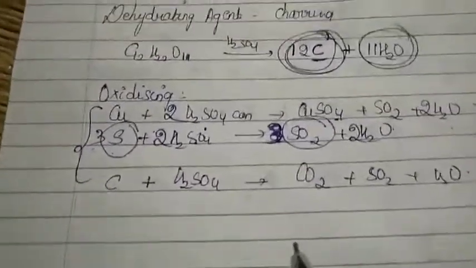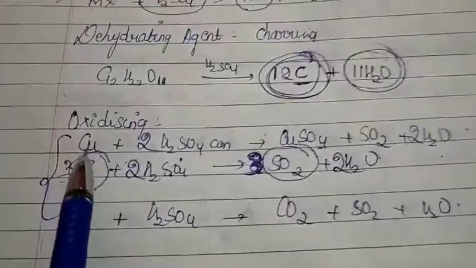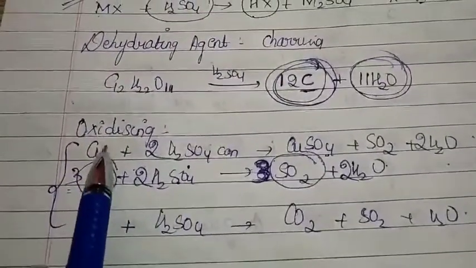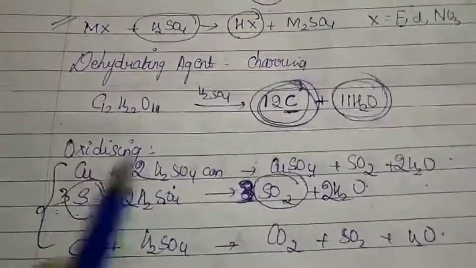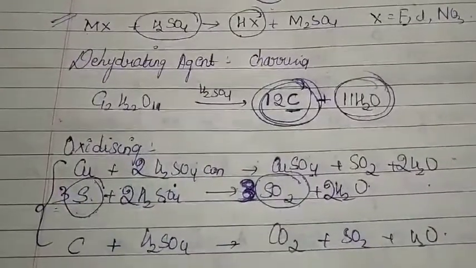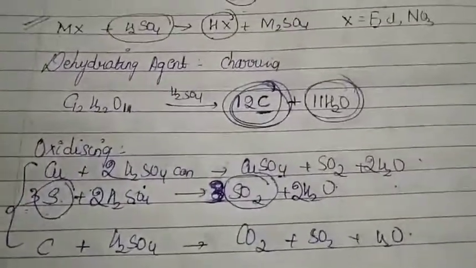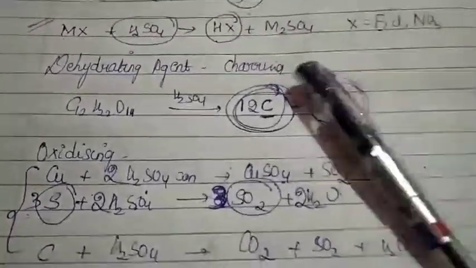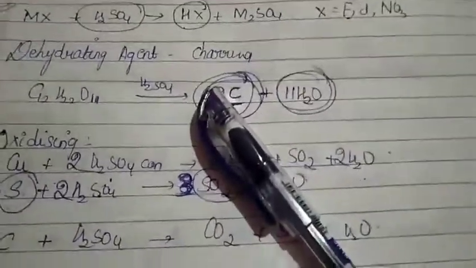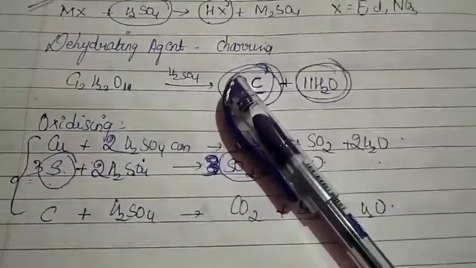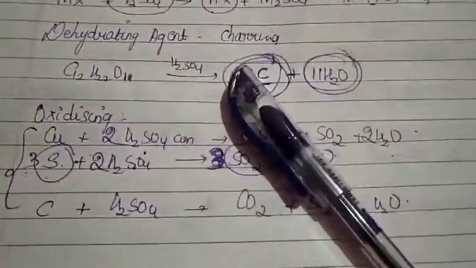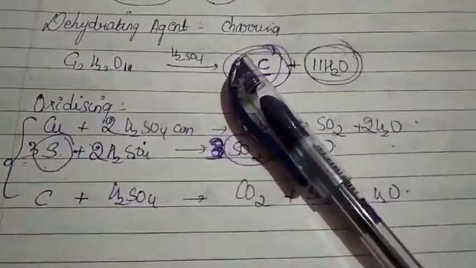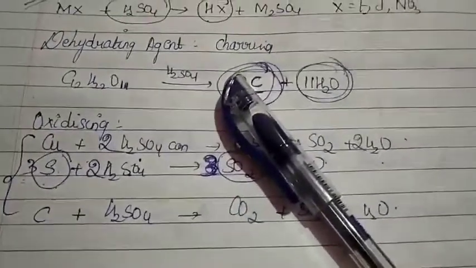Then comes the oxidizing property. Your sulfuric acid oxidizes both your metals as well as the non-metals: copper to copper sulfate, sulfur to sulfur dioxide, and carbon to carbon dioxide. So these were some important aspects of the group 16 elements, sulfur. In today's scenario, we have learnt about the allotropes of sulfur, oxides of sulfur, oxoacids of sulfur, and your sulfuric acid.